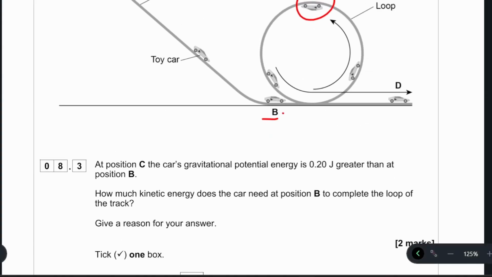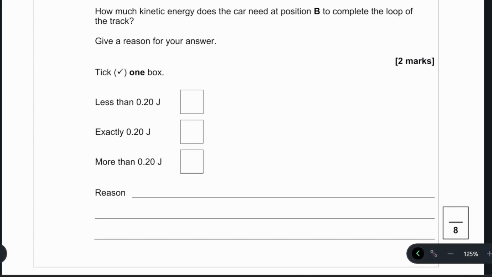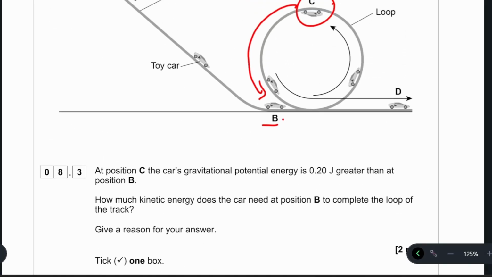So if you want to complete the actual loop and want the car to come down from C and complete the loop, then how much energy do we need? Well, the idea is that we're going to need slightly more than 0.2 joules. And the reason for that is that if we have 0.2 joules at B, that means that by the time we get to C, we've used all our 0.2 joules of kinetic energy and we've converted it to gravitational potential energy. So at C, our kinetic energy is going to be 0.